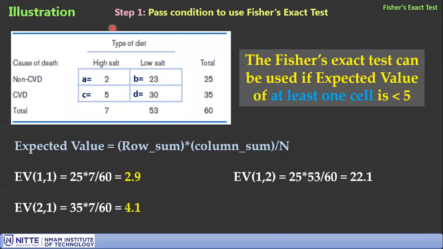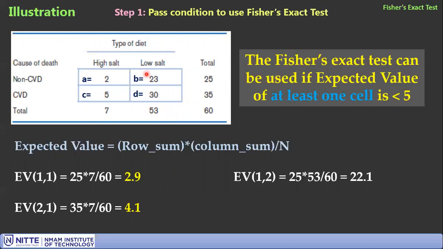Step number one: whether Fisher's exact test can be used or not. First, you have to find out; if you are unable to use this, then you cannot go ahead. You should stop at this point. So you have to prove that you can use Fisher's exact test using this method. What we do is very simple. We will prove that our data is a small sample size.